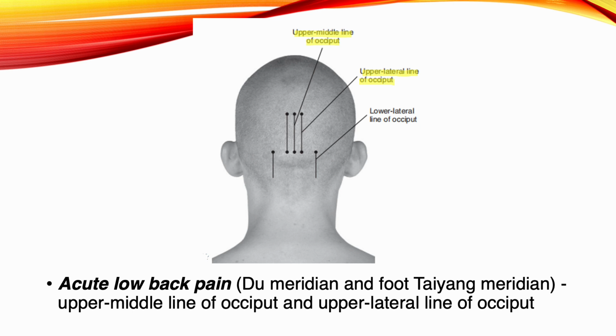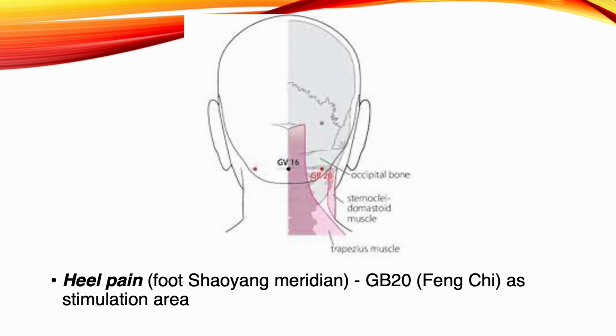For example, if the patient has acute low back pain, this belongs to the Du meridian and the foot Taiyang meridian. So the prescription will include upper middle line of occiput and upper lateral line of occiput. If the patient has heel pain, this is related to the foot Shaoyang meridian. So, choose the foot Shaoyang, gallbladder 20, as the stimulation area.